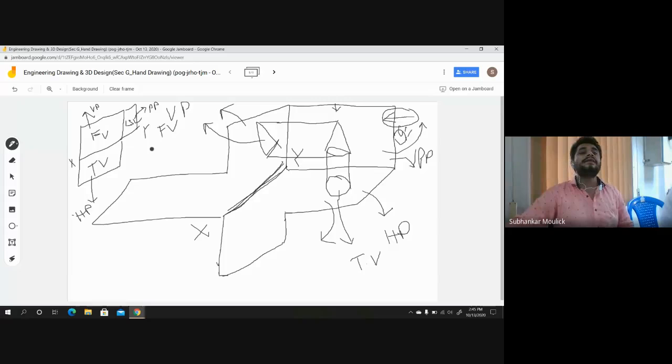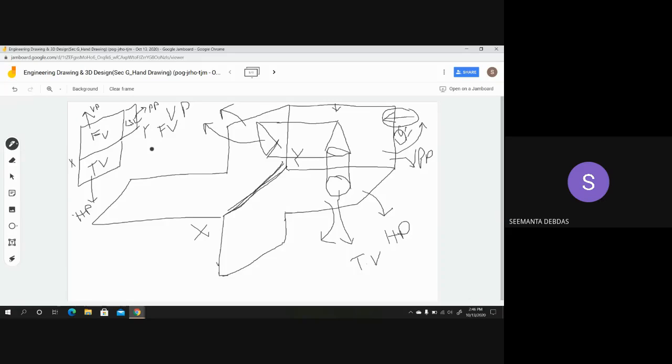But if you are looking at the same object from the right hand side, then the view which you will get is your RSV, that is right hand side view. So in the problem, if it is not mentioned which view you will draw, definitely in each and every problem you have to draw three views: front view, top view, and the third one is your choice. It is your wish, you can draw either left hand side view or right hand side view. But if the problem mentions to draw only the left hand side view, then you have to draw the left hand side view. Am I clear? Any doubt?